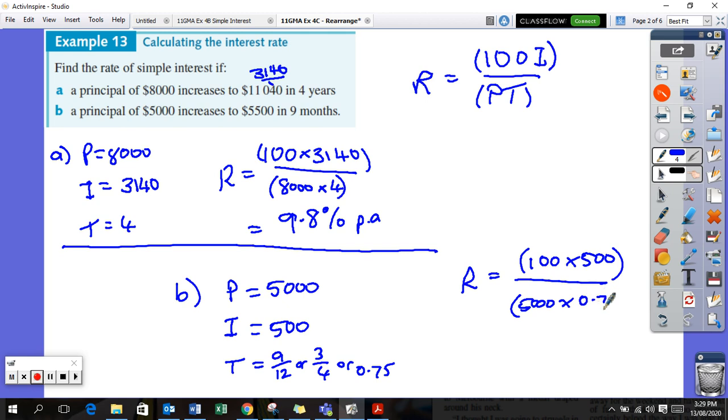Times 0.75. Try doing it with the other brackets and see if you get the same answer. I don't think you will. 100 times 500 divided by bracket 5,000 times 0.75. I get 13.3%.